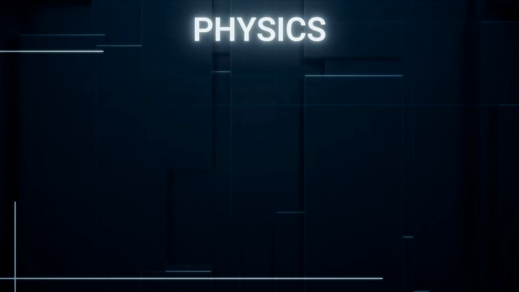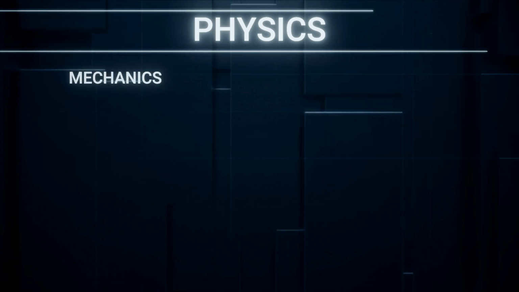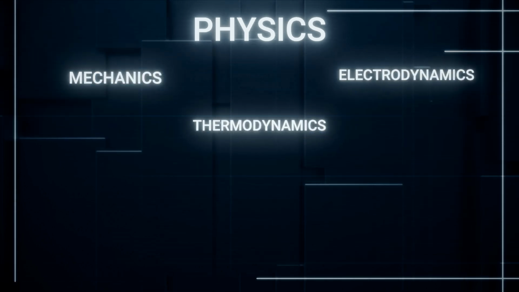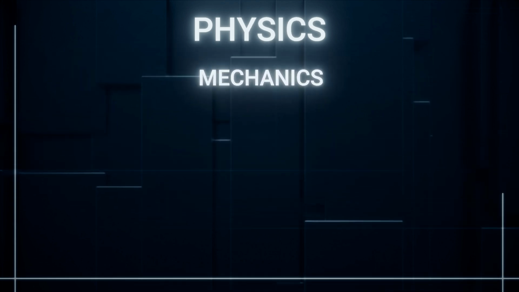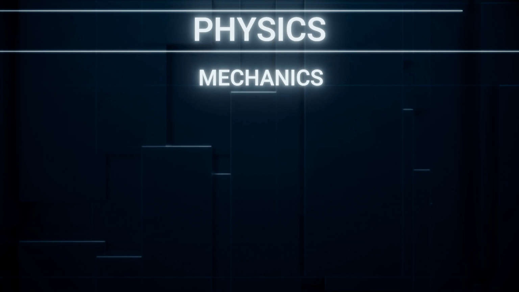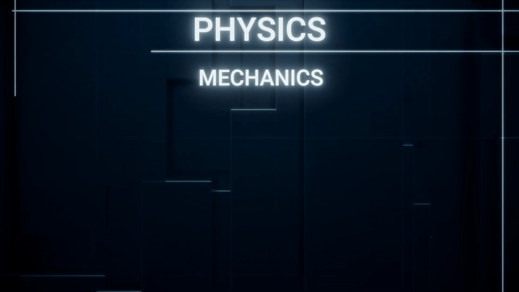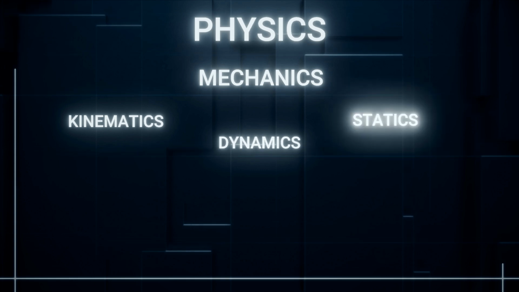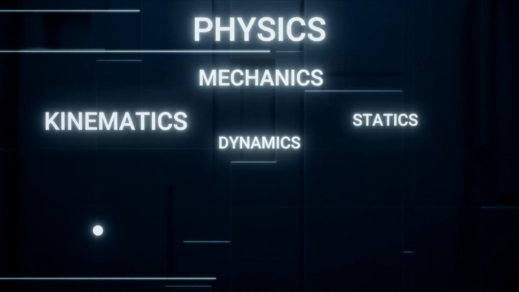Classical physics can be divided into several branches: mechanics, thermodynamics and electrodynamics. In this series, we'll explore mechanics, the most visual and tangible branch. Mechanics deals with the motion of objects and their interactions. It can be further divided into kinematics, dynamics and statics.